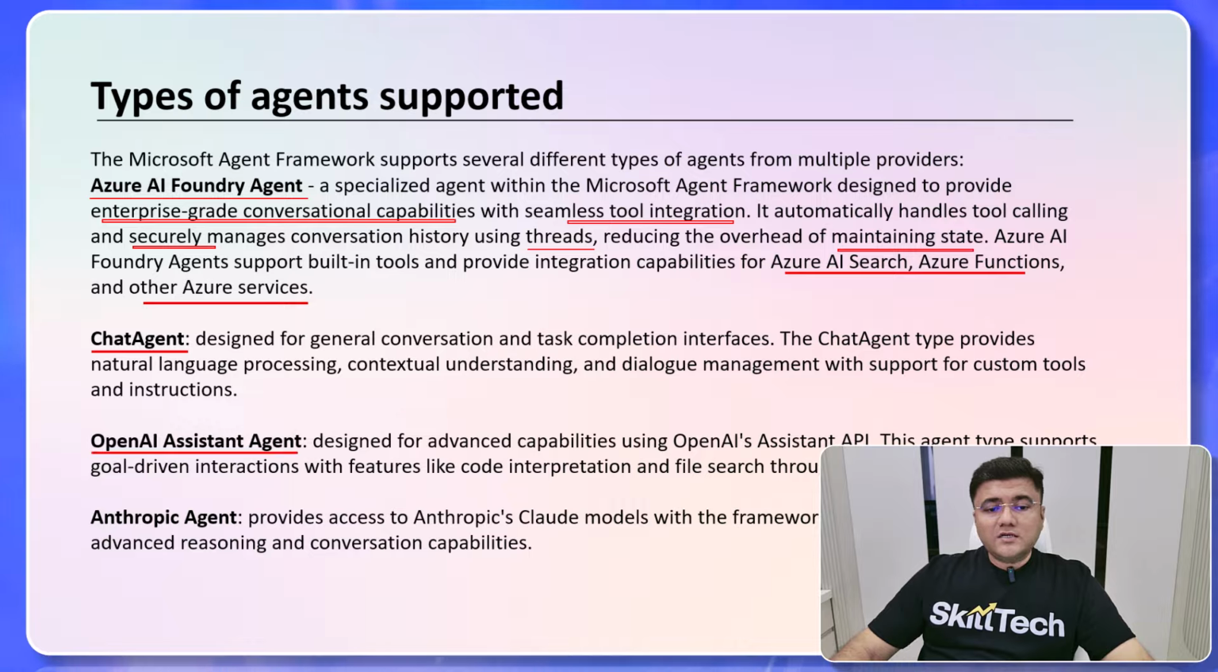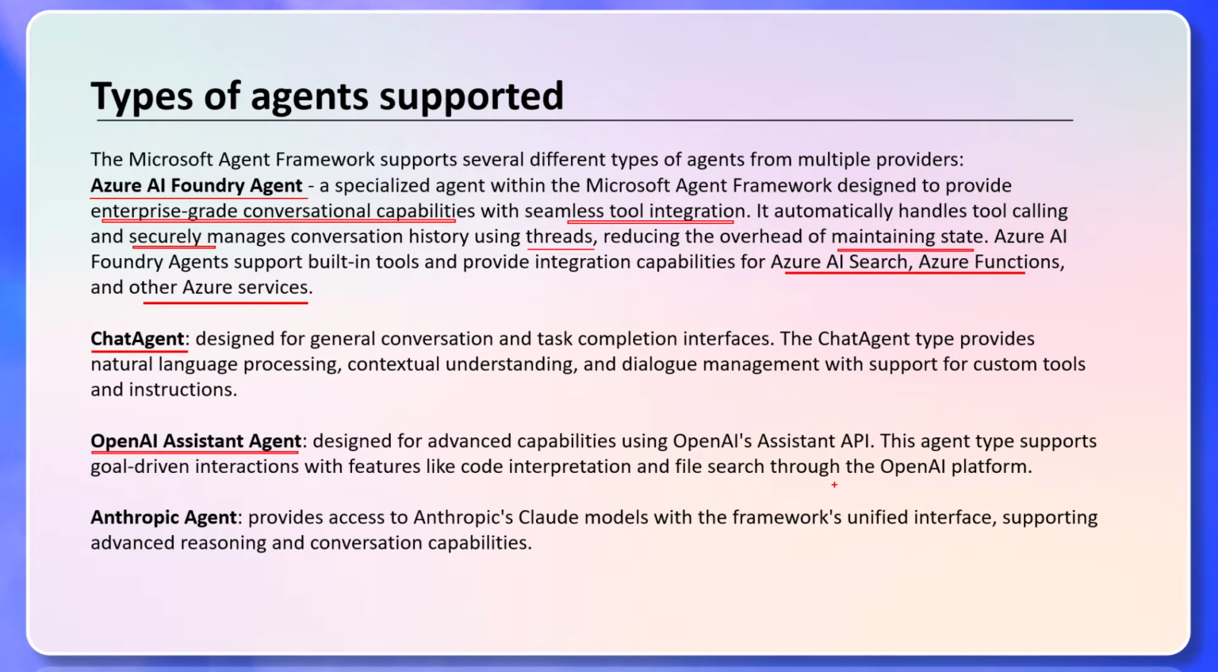You have the OpenAI Assistant Agent. So if you have designed some existing agents with your OpenAI APIs, then this is designed for advanced capabilities using OpenAI's Assistant API. This agent type supports goal-driven interactions with features like code interpretation and file search through the OpenAI platform. And the last one, Anthropic. I hope you know Anthropic is a very famous company. This company is the one who has given you MCP, Model Context Protocol, and is the company behind the Claude models. Now, Anthropic agents are also available with Microsoft Agent Framework. It provides access to Anthropic's Claude models with the framework's unified interface, supporting advanced reasoning and conversational capabilities.